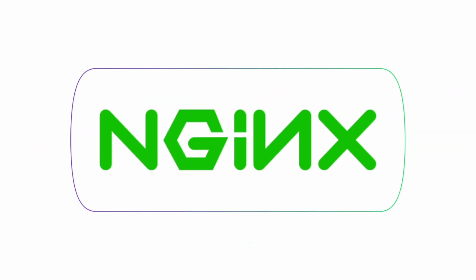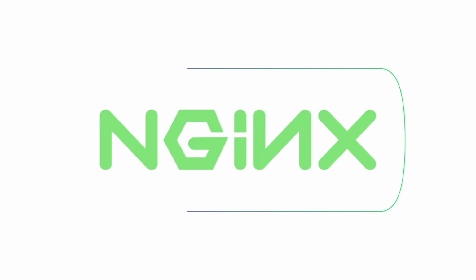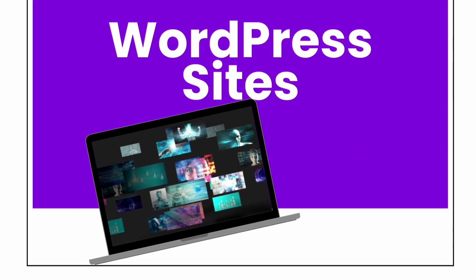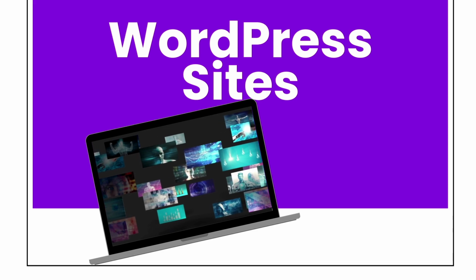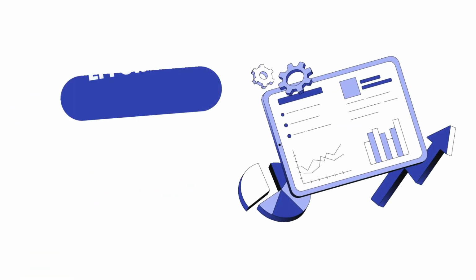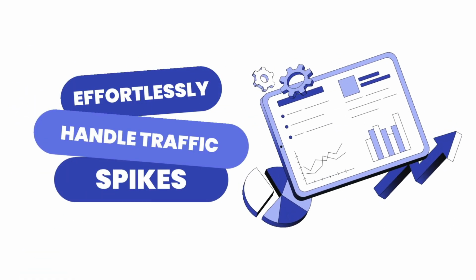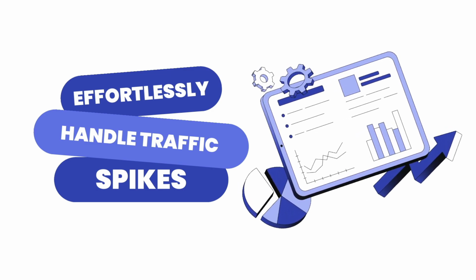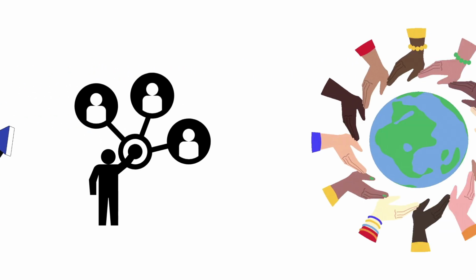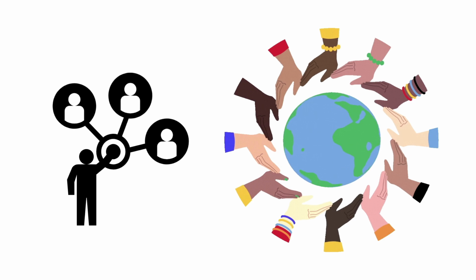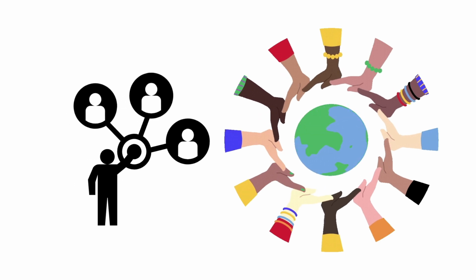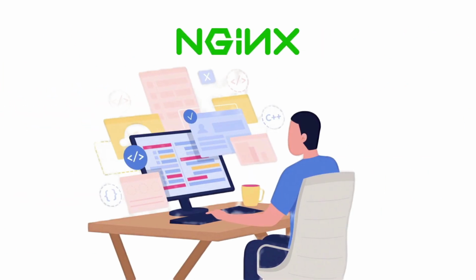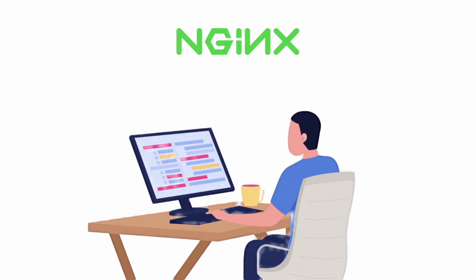Nginx is like the superhero of web servers. It's fast, efficient, and super resourceful. It's especially popular with WordPress sites, and here's why. With Nginx, you will get seamless load balancing, which allows you to effortlessly handle traffic spikes, so your site stays cool under pressure. Smooth multi-connections help you to manage thousands of connections all at once and accelerate your site with built-in caching, meaning faster load times and happy visitors.